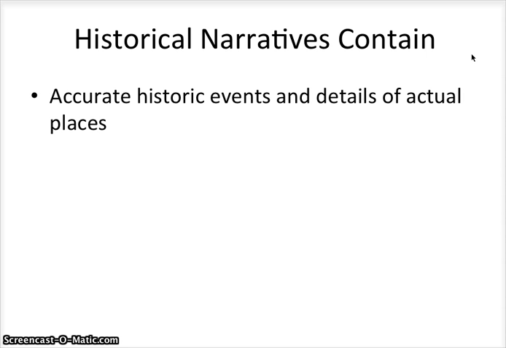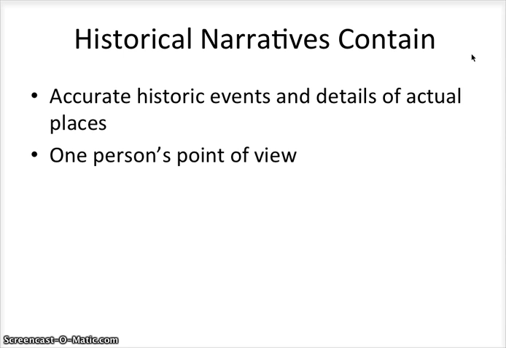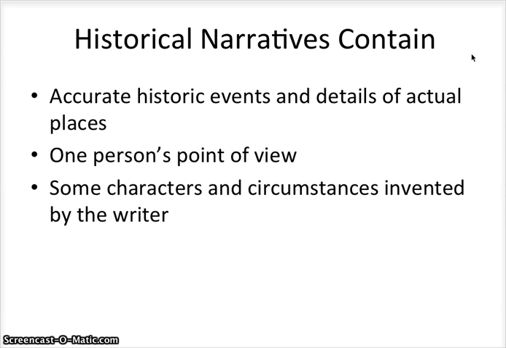So, historical narratives contain accurate historical events and details of historical places. Typically, they're written in the first person, making up one person's point of view. Some characters and circumstances are invented by the writer. These could be the character's inner feelings, how they are interpreting the events that are happening to them, what sort of empathy they have for the other people in the situation. And lastly, most narratives follow a chronological organization, a sequence from beginning, middle to end. It might start at the beginning of a historical period and end at the end of that historical period.